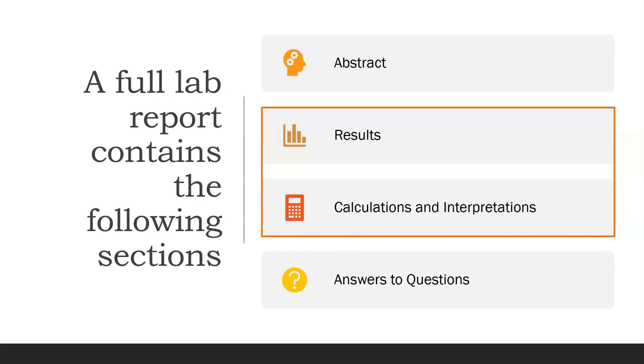So how you organize tables in an analytical report, maybe you'll have results tables separate from calculations and interpretations tables. Maybe they will be combined in one big table. Maybe it's appropriate to do that. But how you organize it really just depends on your experiment. But the analytical report just consists of a table of your raw data and also the results of the calculations that you did using that raw data.